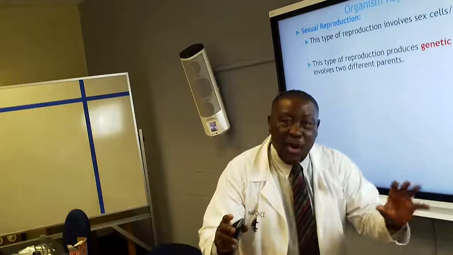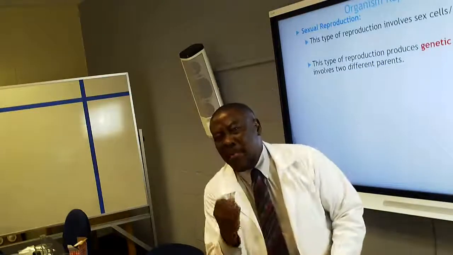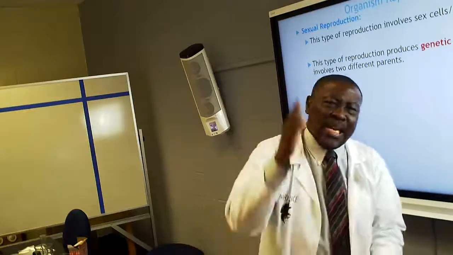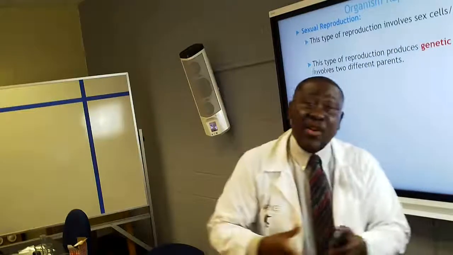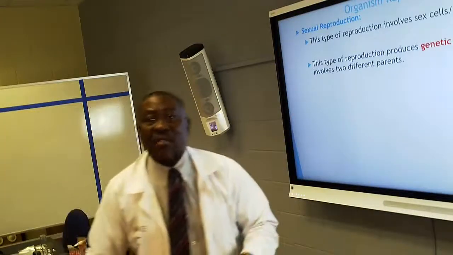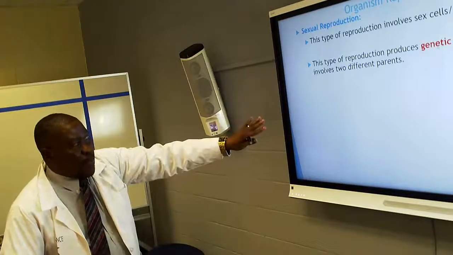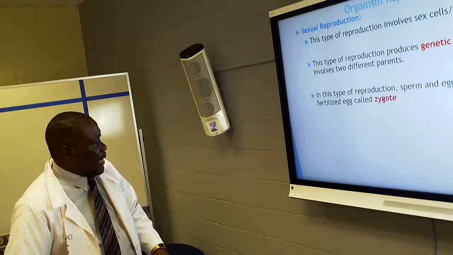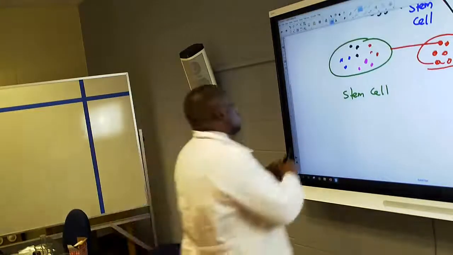Okay, first, this type of reproduction produces genetic variation. What do we mean by that? What do we mean by sexual reproduction produces genetic variation? Well, first of all, let's take those two words and split it in half. You have genetics, which deals with genes, and then you have variation, which means change. Let's go to the board and see if we can clarify what exactly we mean by genetic variation.